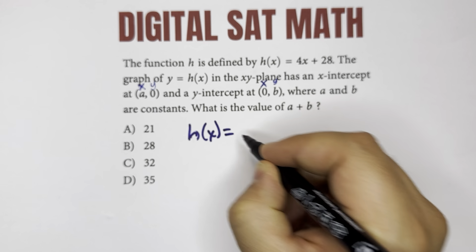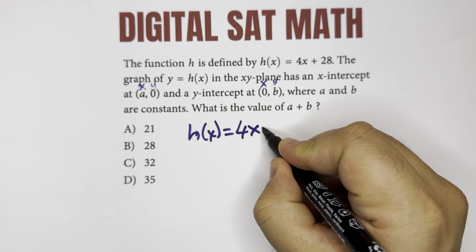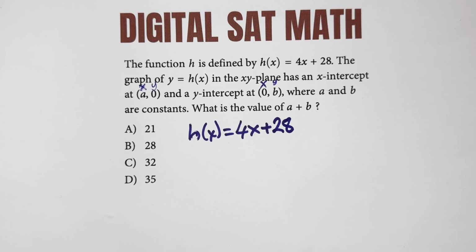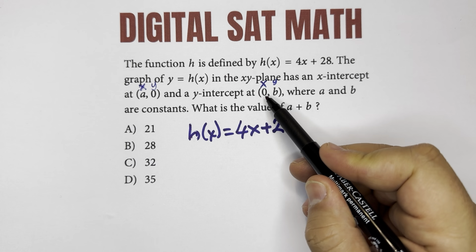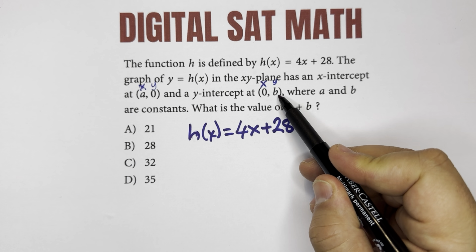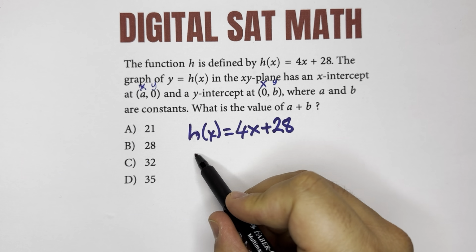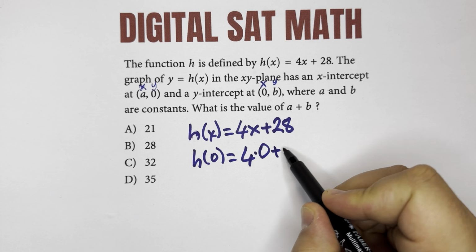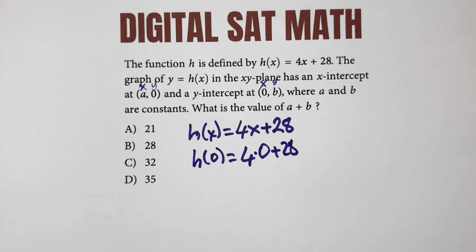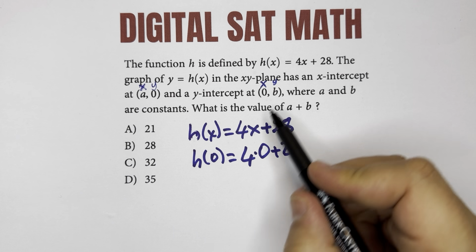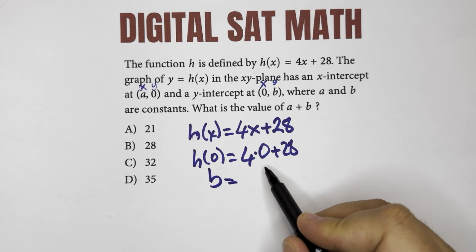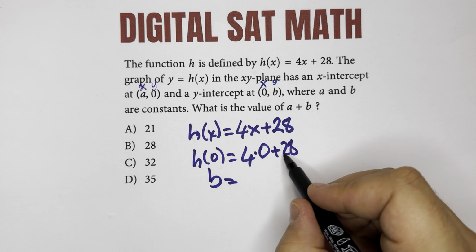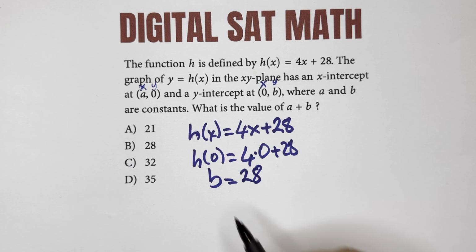h of x is equal to 4x plus 28. So we're going to substitute. When we substitute 0 for x, we're going to find the y-intercept. So h of 0 is 4 times 0 plus 28, and this is going to be equal to b. 4 times 0 is 0, plus 28 is 28. So the value of b is 28.